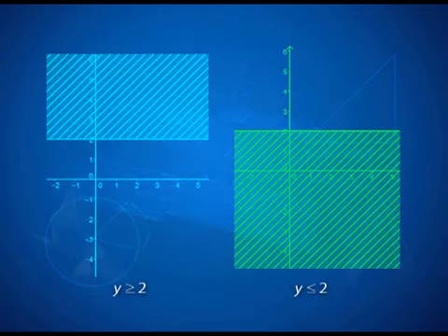Same is the case for y greater than or equal to 2 and y less than or equal to 2. The greater than or equal to 2 inequality will have the upper plane and the less than or equal to 2 inequality will have the lower plane. Now, consider the inequality x greater than or equal to y.